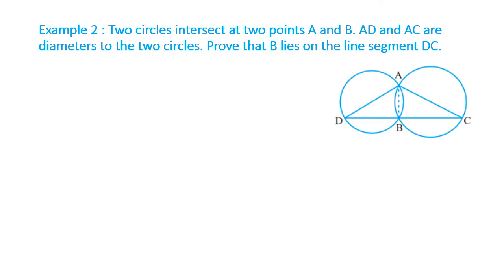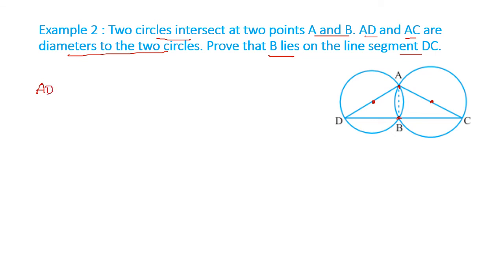One more sum here. Two circles intersect at 2 points A and B. So there are two circles which intersect at A and B. Now AD and AC are diameters of the two circles. Diameter means passing through the center. So it is given AD and AC are the diameters of these two circles. We have to prove B lies on the line segment DC.